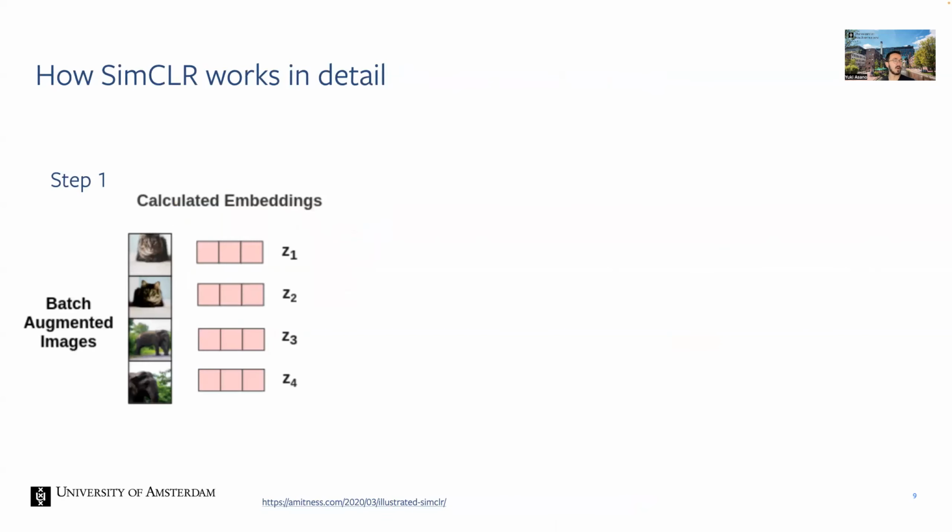So we start with these 4 images and we throw them through the neural network. Now we get these embeddings from Z1 to Z4, but we know that images 1 and 2 are the same and images 3 and 4 are the same, right? Because they came from the same source image. They're just augmentations of each other.